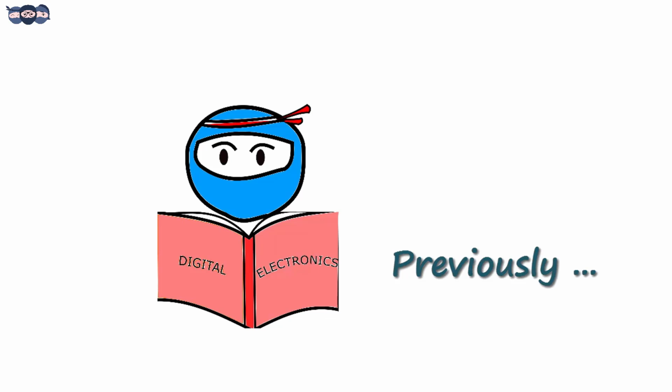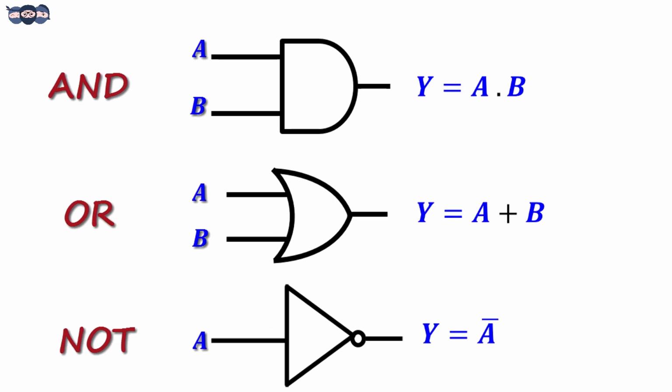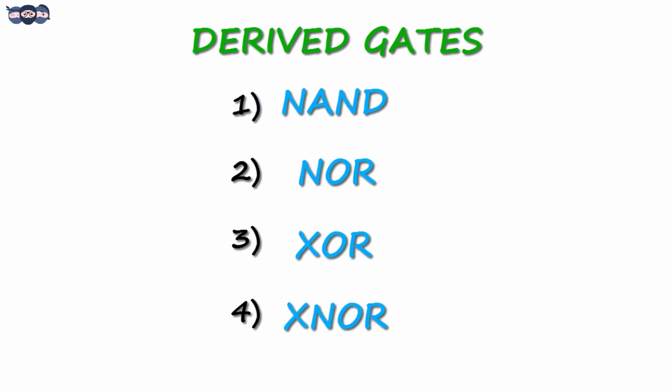In the previous episode of Digital Electronics, three basic gates, that is, AND, OR, and NOT were discussed. Using these, other functions can be derived. These logic gates are called derived gates. They are of four types. Let us study them one by one.